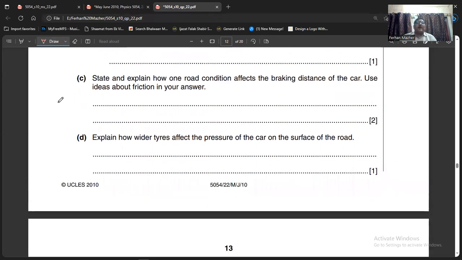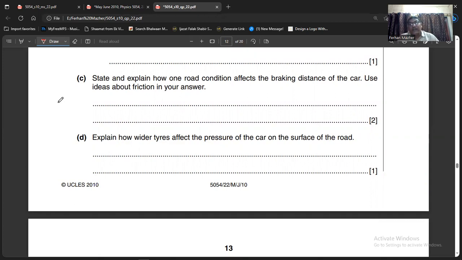Then we have: state and explain how one road condition affects the braking distance of the car. Use ideas about friction in your answer. For example, if the road is wet, then the friction between the tires and the road will decrease. For example, it's raining, so there will be water on the road, and due to that the friction between the tire and the road will decrease. Now the braking distance will become larger because the friction between the tire and the road will decrease.